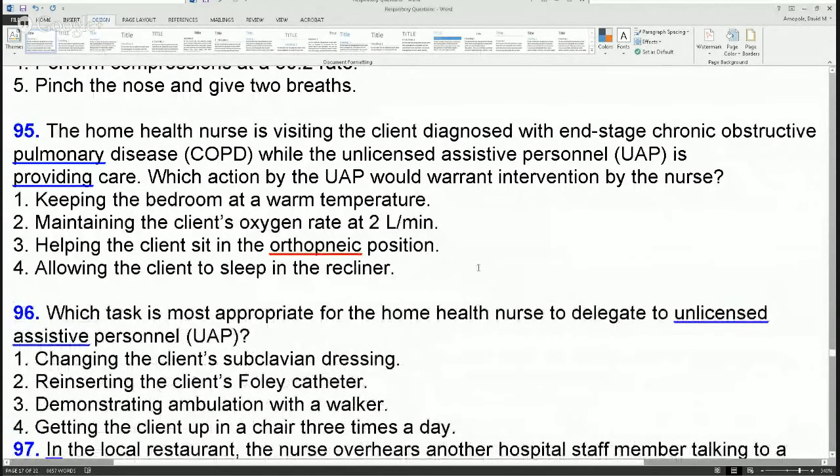End stage COPD care. Are we still on me, or what happened? Because I was talking and nobody else was there. You got DC'd, apparently. This is still you. Well, anyway, COPD people can't stand the heat, so I'm going to say keeping the bedroom warm. Correct. They want the cool air with a fan to help them breathe.